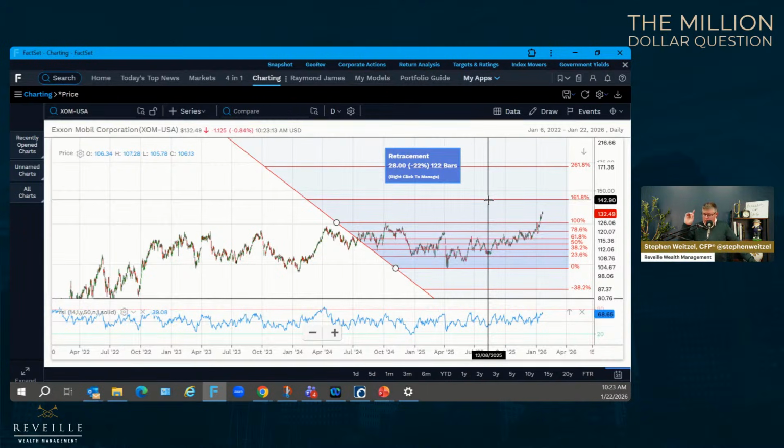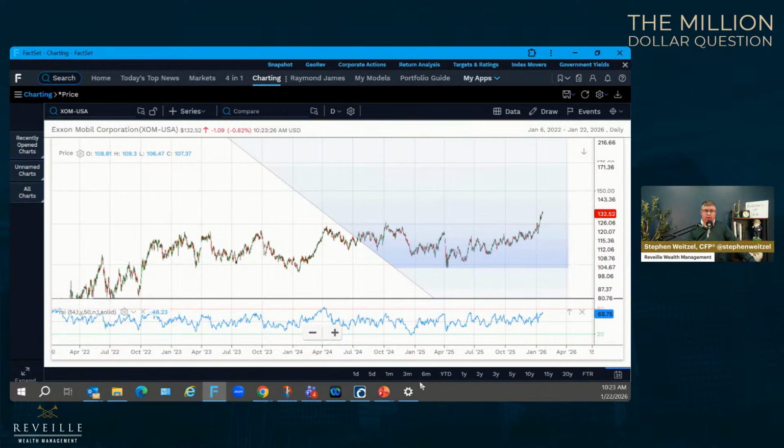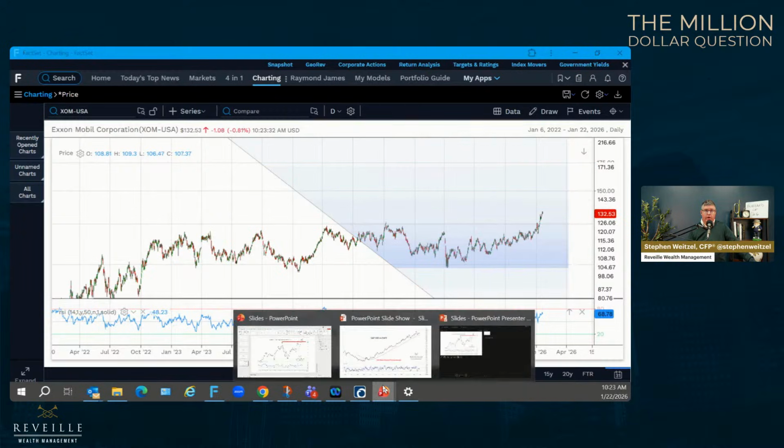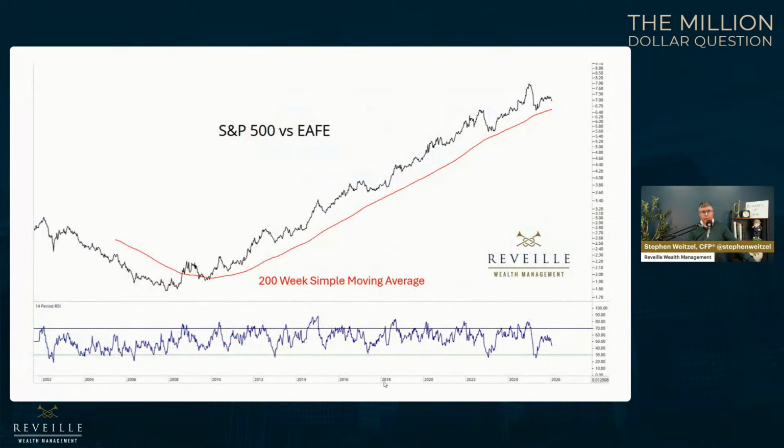So looking at price, looking at polarity, MACD, RSI, fibs, right? These are kind of the basics of technical analysis. We still want to try to keep our charts pretty clean, all right? Now, where do we go from there, all right?